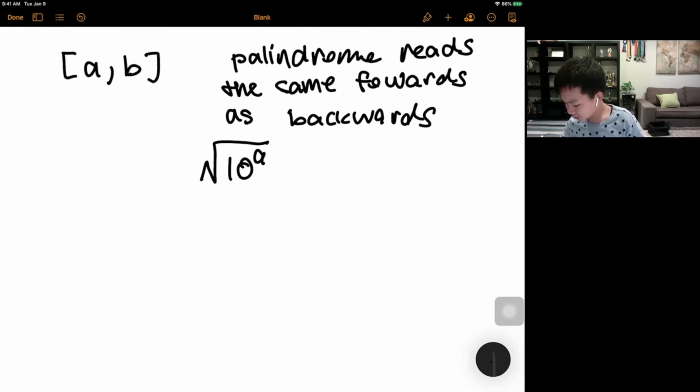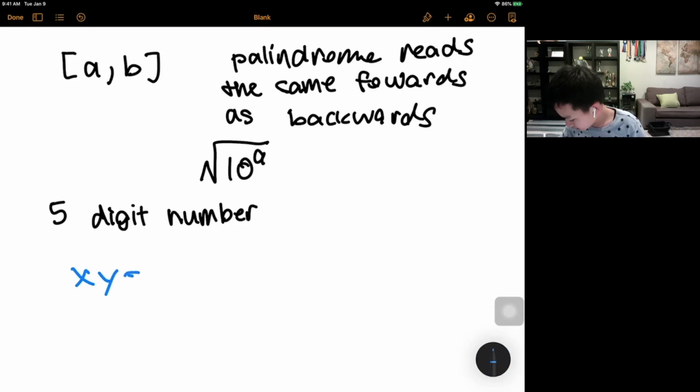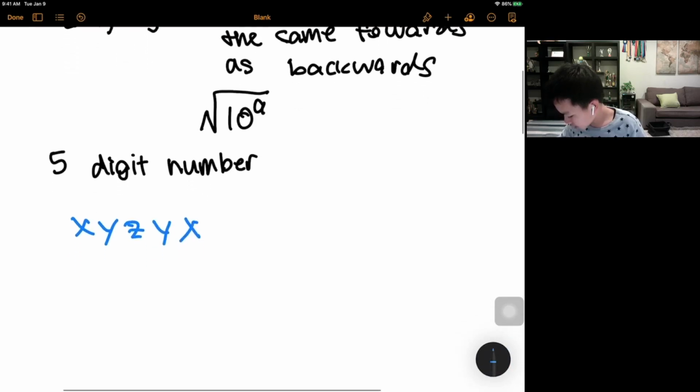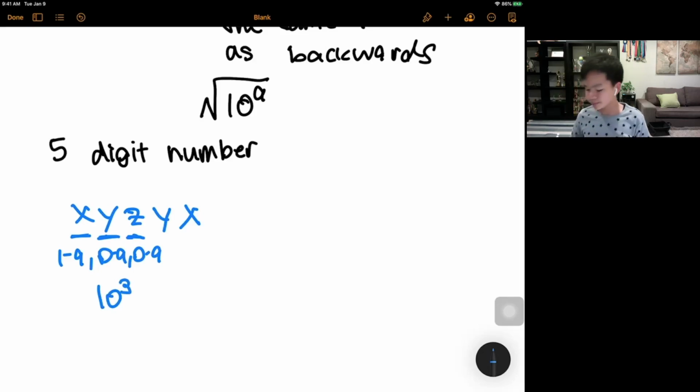What I mean is that, for example, if you want to generate a 5-digit number, notice that it has to be like X, Y, Z, Y, X. So then we loop through all possible X, Y, and Z. X can be from 1 to 9, Y can be from 0 to 9, and Z can be from 0 to 9. And since this takes only 10 to the 3, this would work. And we only need to generate half the digits.